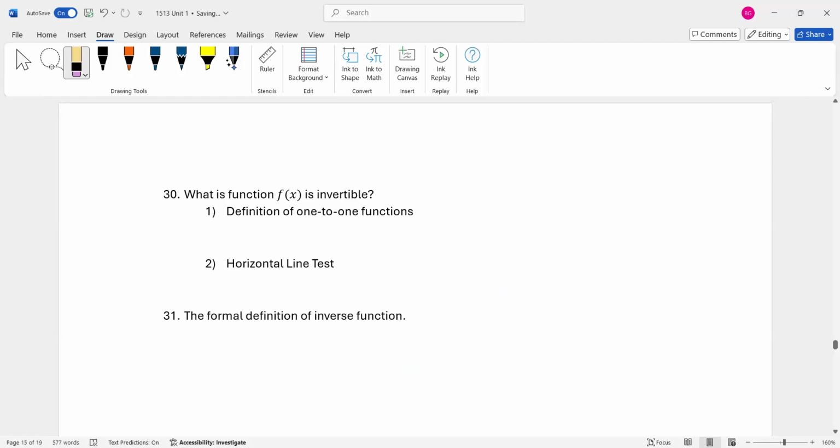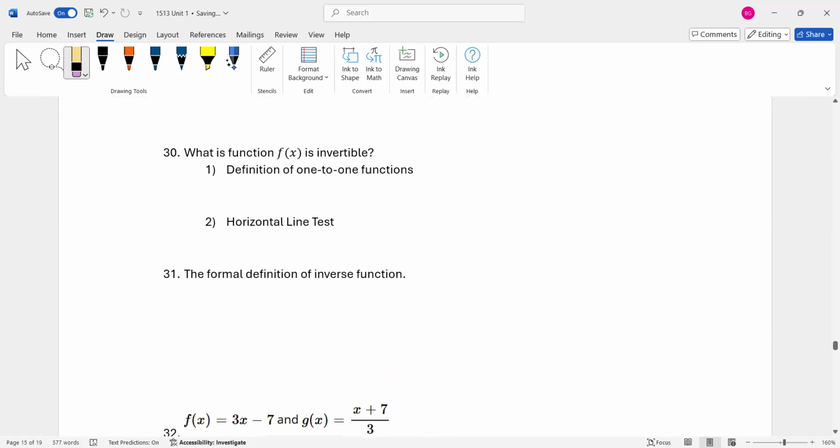Okay. Inverse function. Let's start from number 30, to determine the condition for a function to be invertible. Okay, invertible. Number 30, we need to answer this question: what is an invertible function? How do we know if a function is invertible? So first thing, we want to know what are one-to-one functions.